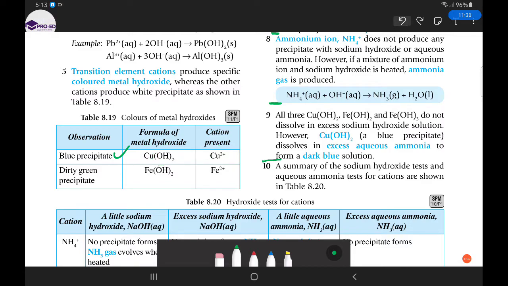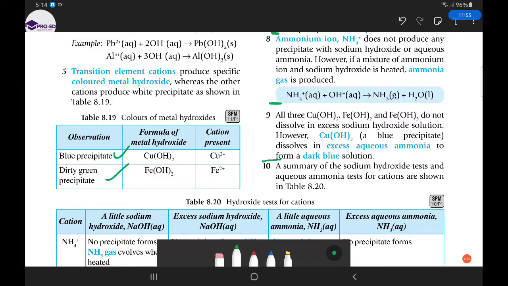Now if your salt solution had iron 2 ions, right? Then you would add in your aqueous ammonia or sodium hydroxide. Either way, it gives in hydroxide ions, and that iron 2 will combine with the hydroxide to form iron 2 hydroxide, which is dirty green precipitate color, and that proves that again you have iron 2 ions present.